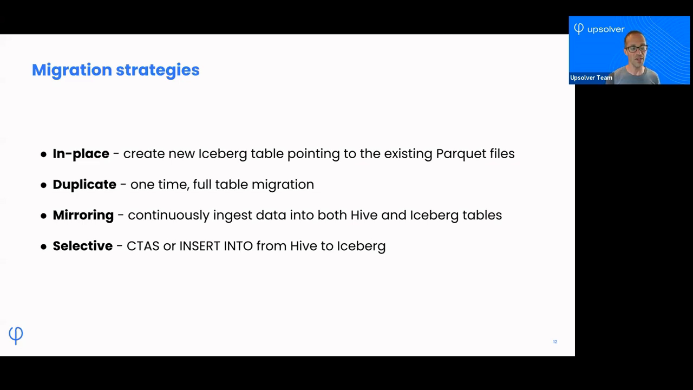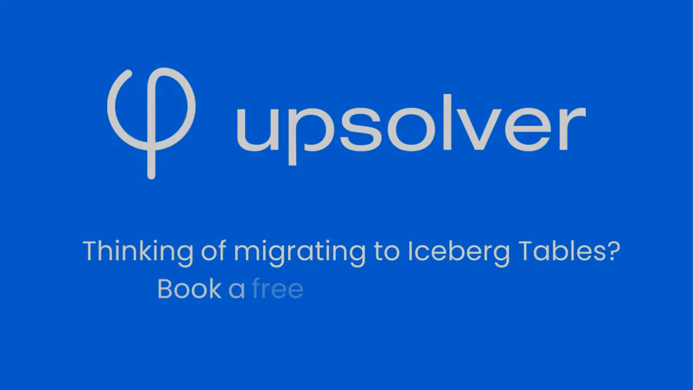And then selective. I don't know if I could really call it migration. I put it in here, but it's a way to use create table as select or insert into to read from a Hive table and create an Iceberg table with only the view of data that you really care about. And then, now I can experience Iceberg a little bit.